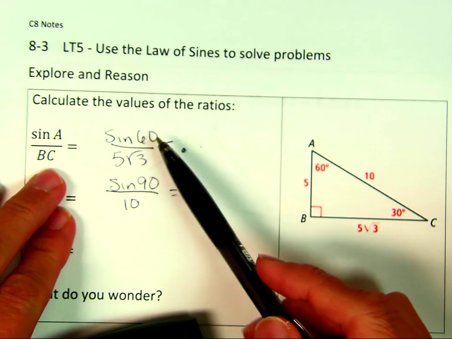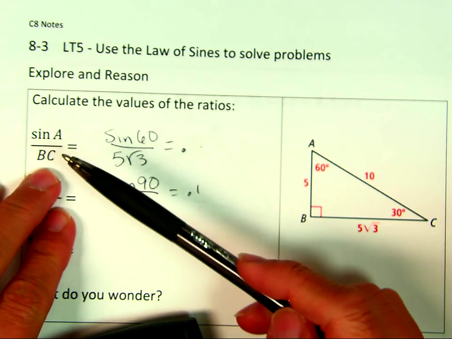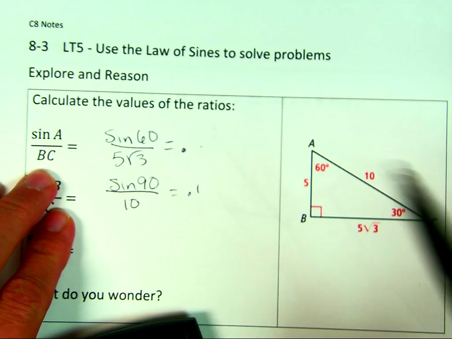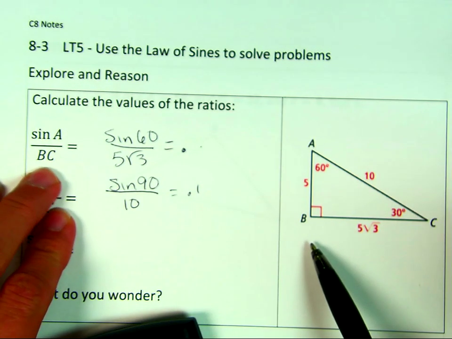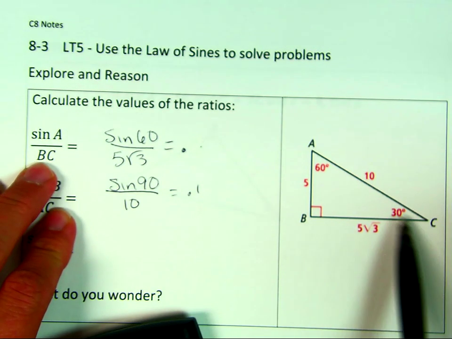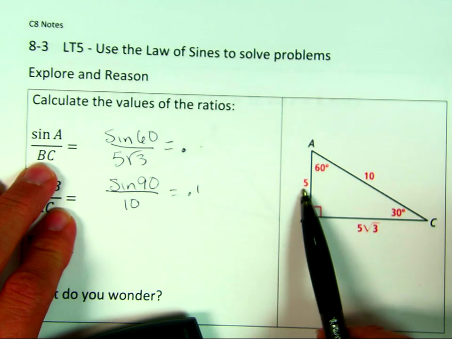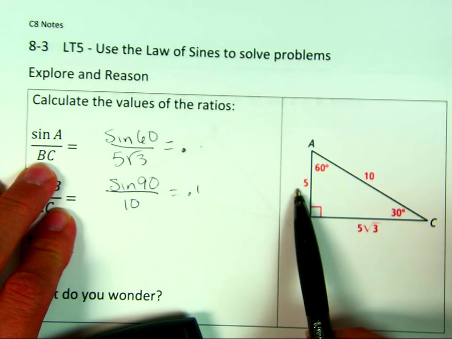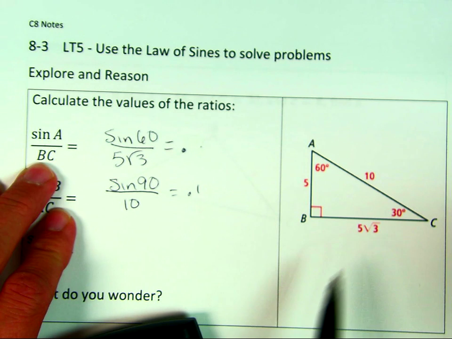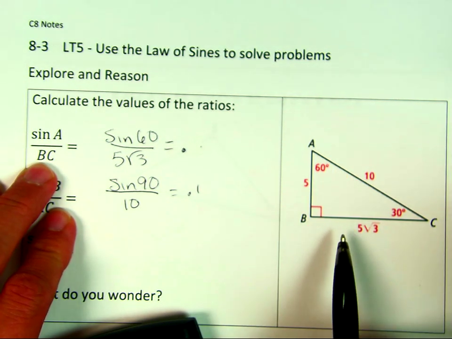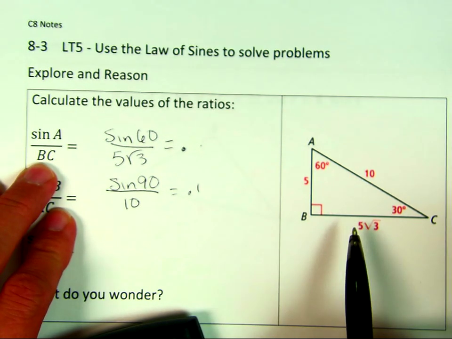So this is our little explorer. How do they get the law of sines? Before we give you the law of sines, we're going to explore it. So the sine of A over the side opposite A, BC. You'll notice that this is a 30, 60, 90 triangle. The shortest side is 5. Double it, you get 10. Multiply it by square root of 3, you get 5 square root of 3. We're used to this 30, 60, 90 stuff because we've been doing that for a while.